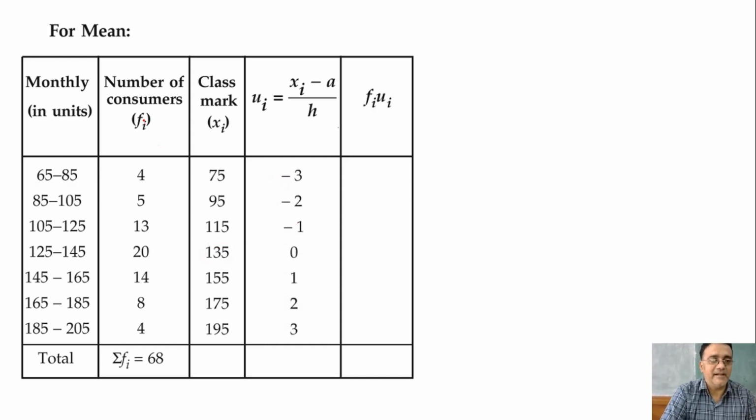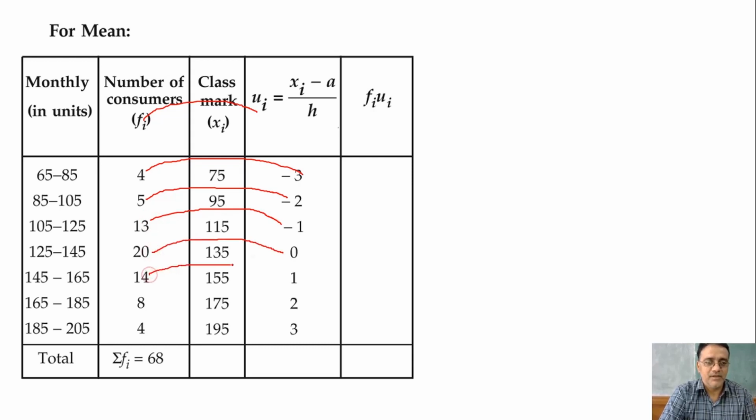Now we'll multiply F into U. 4 into minus 3, quickly tell me. Minus 12. 5 into minus 2, minus 10. 13 into minus 1, minus 13. Minus 20 into 0, 0. 15 into 14 into 1, 14. 8 into 2, 16. 4 into 3, 12. Okay.